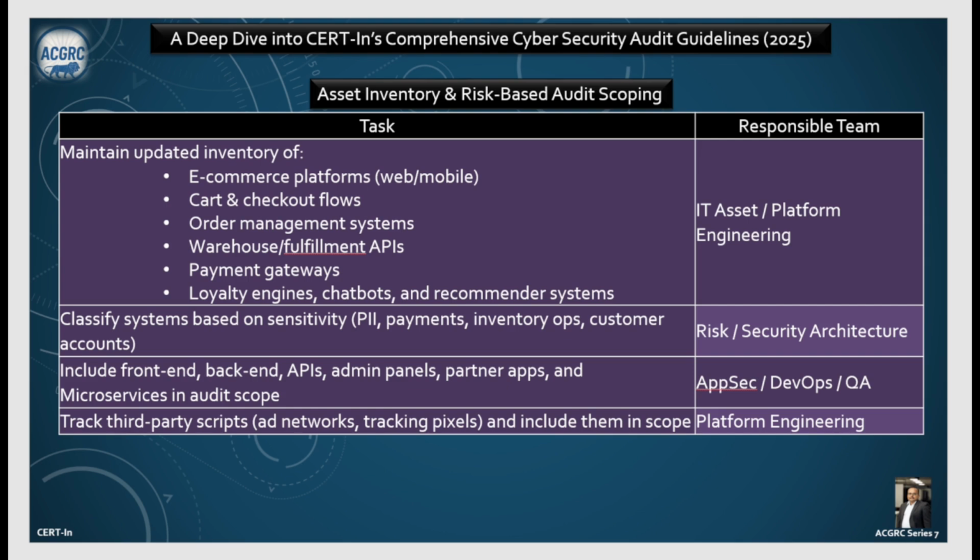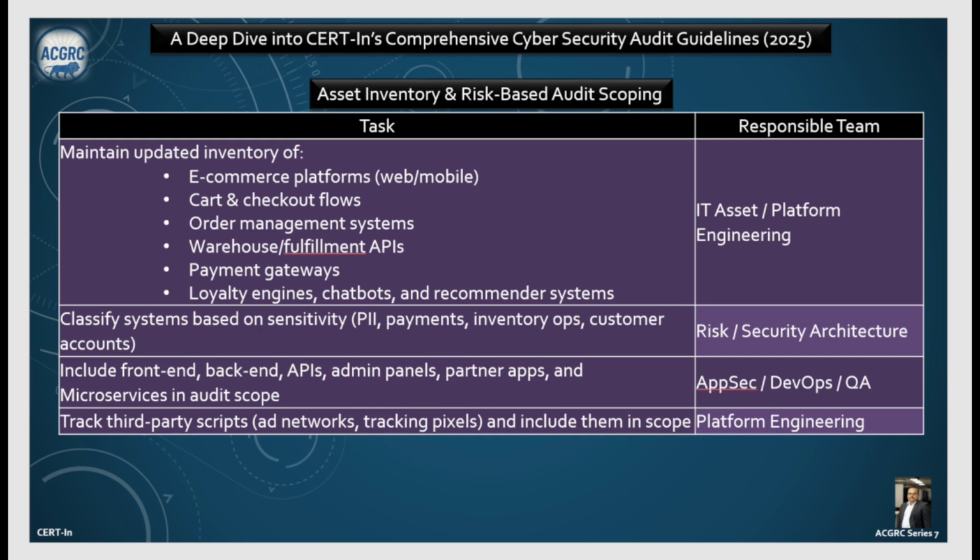Step 2 of this phase is to classify the system based on sensitivity, which is your PII, payments, inventory operations, and customer accounts. This should be led by your risk team or your security architecture team altogether. Step 3 of this phase is to include your front end, your backend team, your APIs, your admin panels, your partner apps, and microservices in your audit scope. This should be driven by your AppSec team, DevOps team, QA team, together or individually.